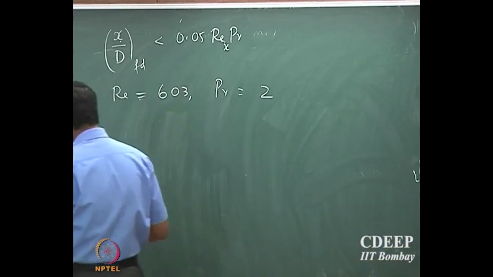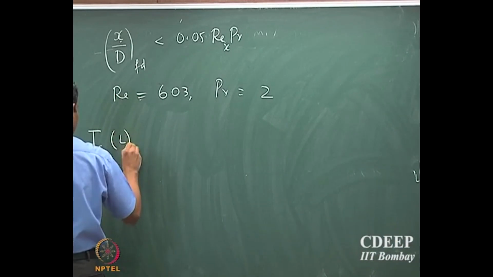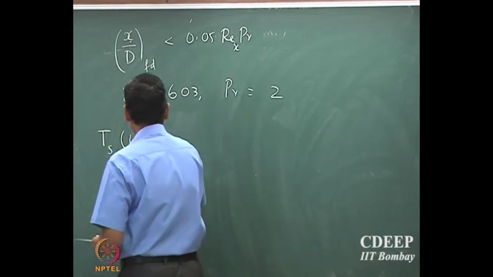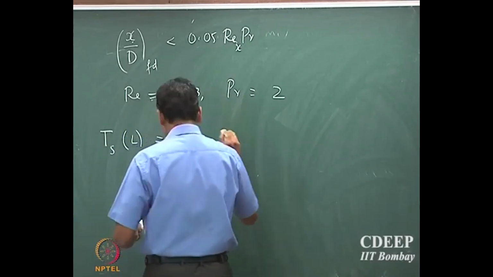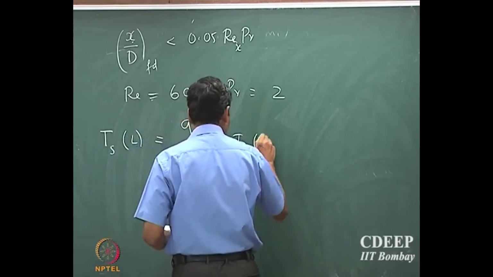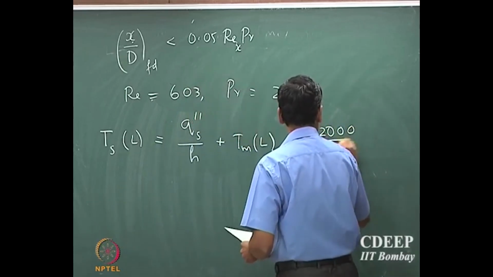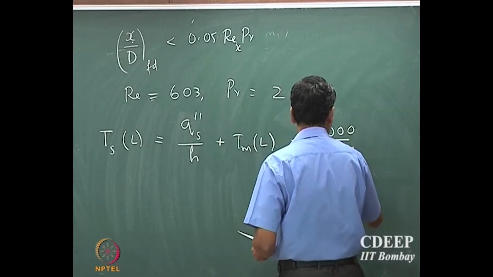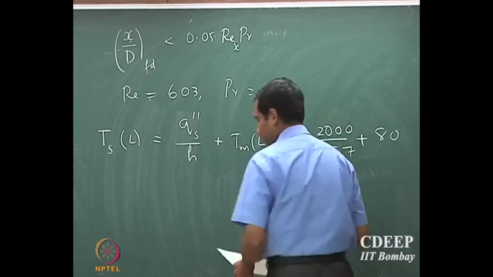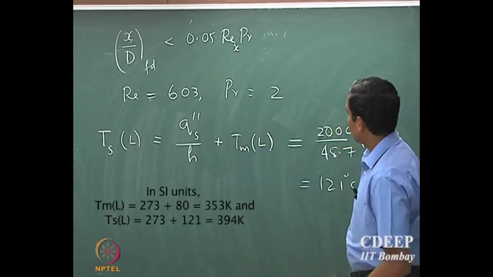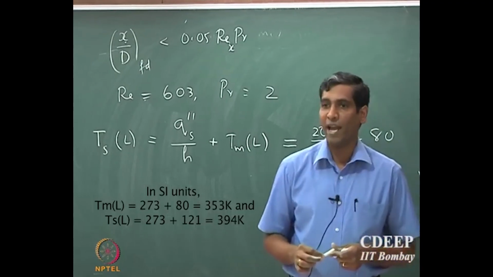And so therefore Ts at L is given by Qs double prime divided by h plus Tm at L. So that's given by 2000 divided by 48.7 plus 80, so that's about 121 degrees C. That's the temperature of the surface at x equal to L.